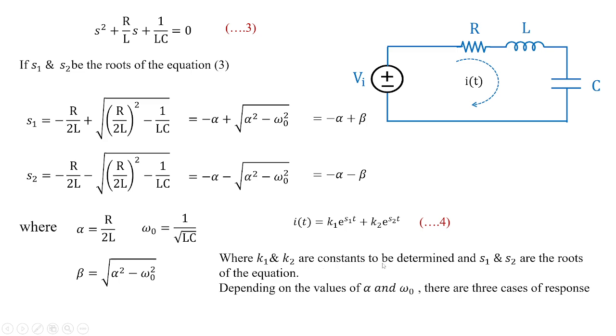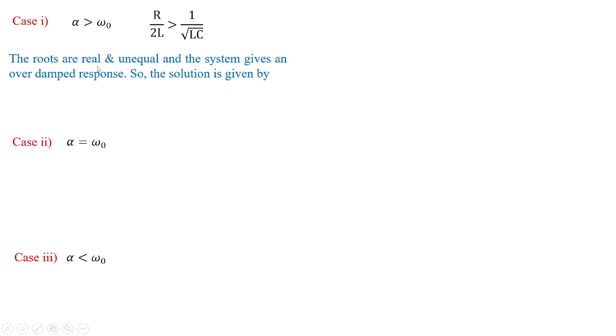So the k1, k2 constants can be determined from the initial conditions, and we have three different conditions: alpha greater than omega naught, alpha equal to omega naught, and alpha less than omega naught. The solutions are obtained as follows. For R by 2L greater than 1 by under root LC, the value of alpha is R by 2L here. So the roots become real and unequal, and the system gives an overdamped response. So the solution is given by k1 e to the power of s1 t plus k2 e to the power of s2 t.